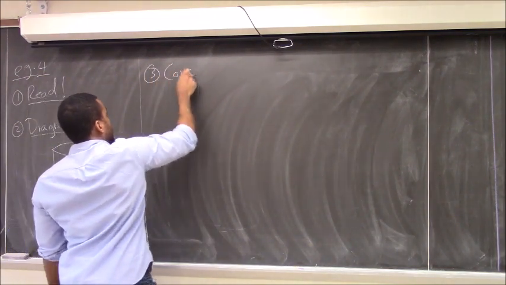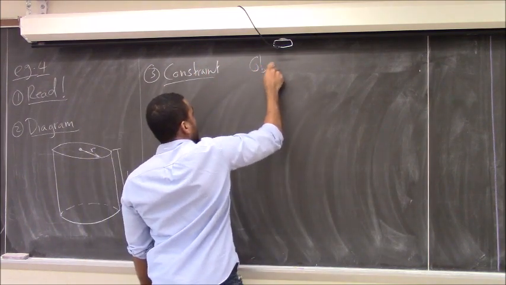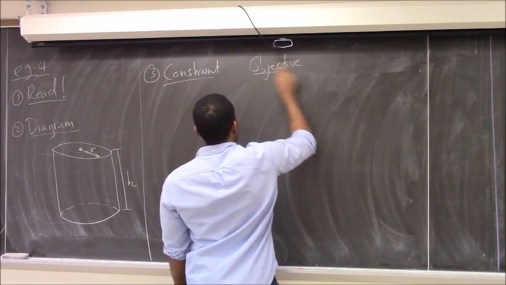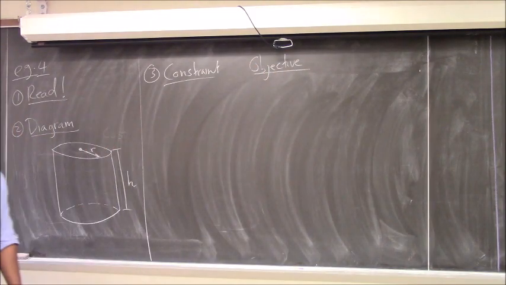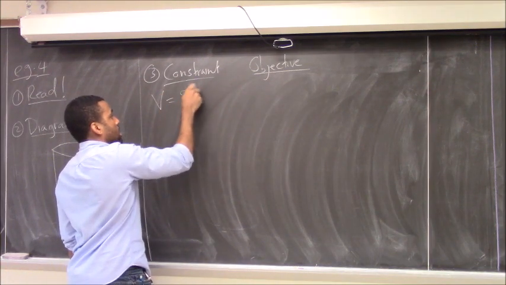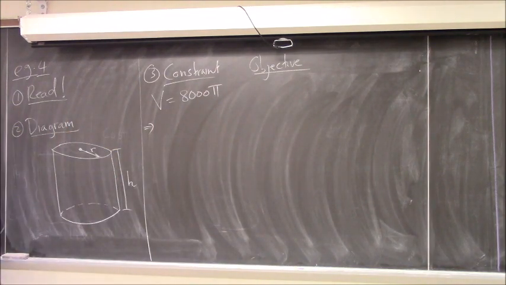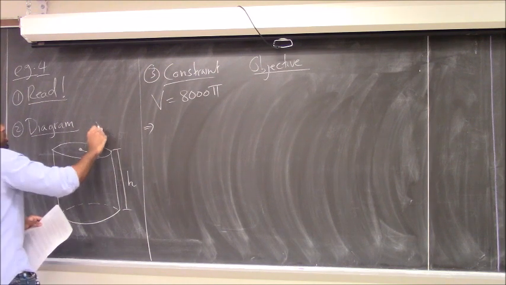Step 3, constraint equation and objective equation. What's the constraint? Volume. We know that volume must be 8,000 pi. What's the volume of this object? Is it a closed can? It's a can without a top, so there's no top.